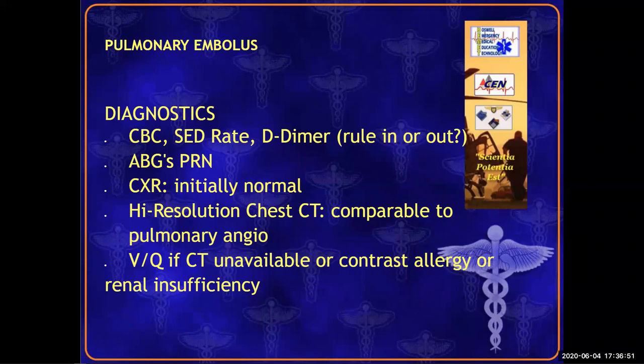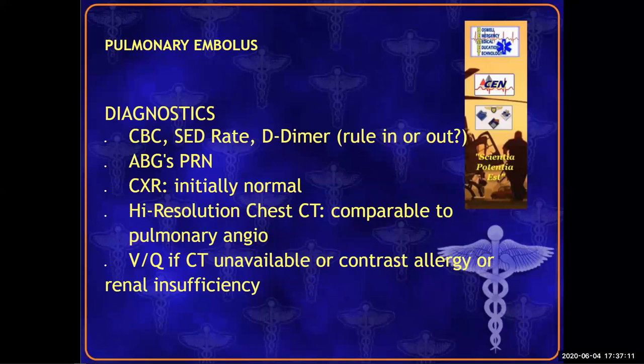So I would want to do a D-dimer on that person. If they've got the risk factors, don't do it. Get them to the scanner, scan their chest. So D-dimer to rule out. CT would be the best test because it actually shows the clot and the clinician can actually see how much of an obstruction there may or may not be there. If they can't do the CT for whatever reason, then it's off to VQ.